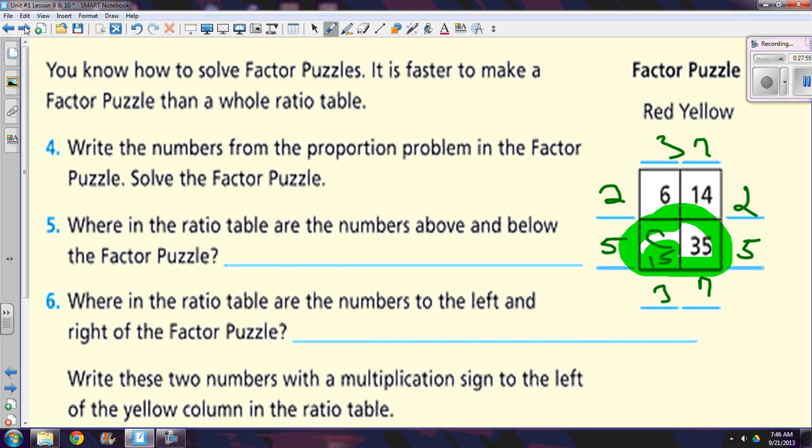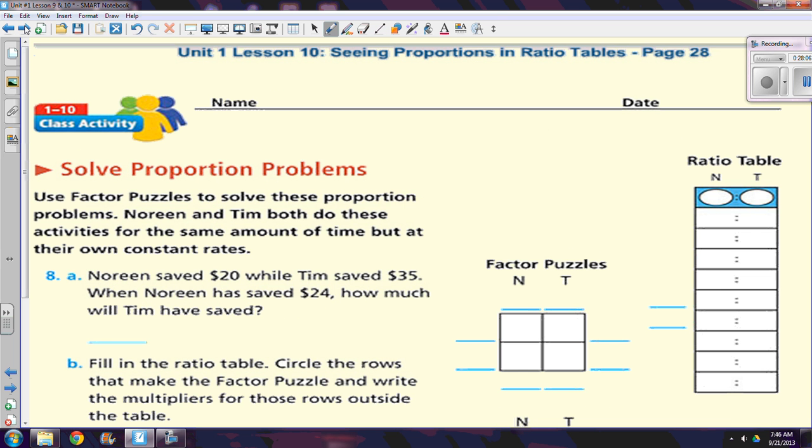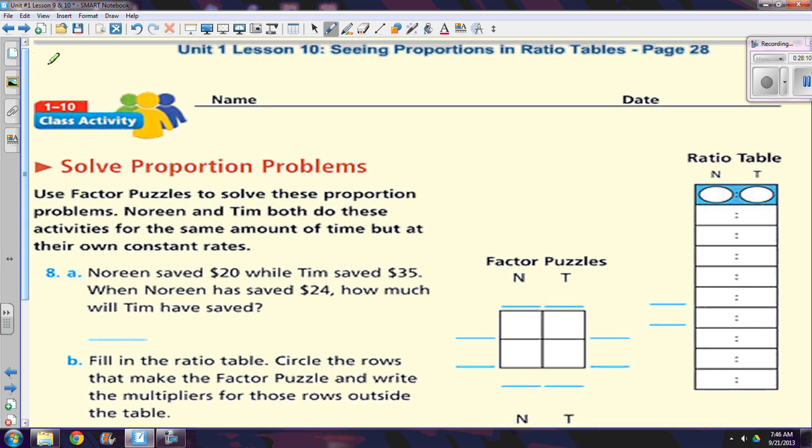All right, let's take a look at the next page. So you should have this again in your notebook, 4, 5, 6, and 7. Just write the answer and complete the factor puzzle. All right, page 28, getting close to the end here.